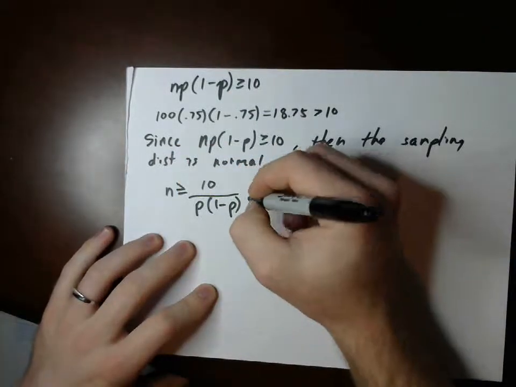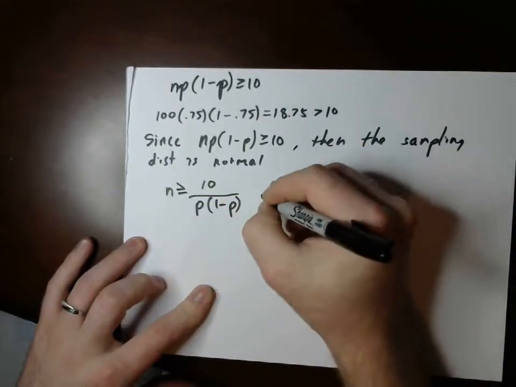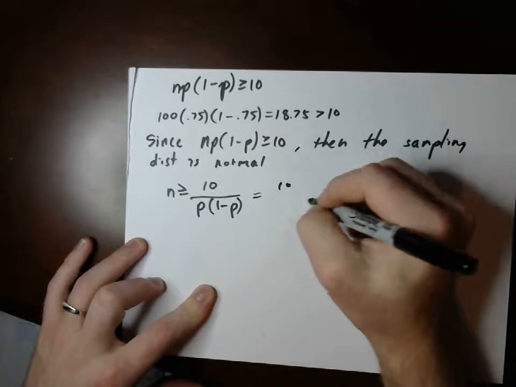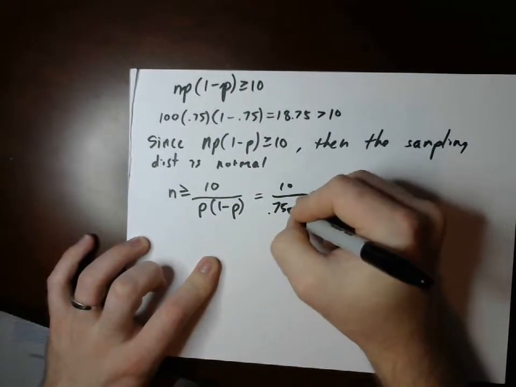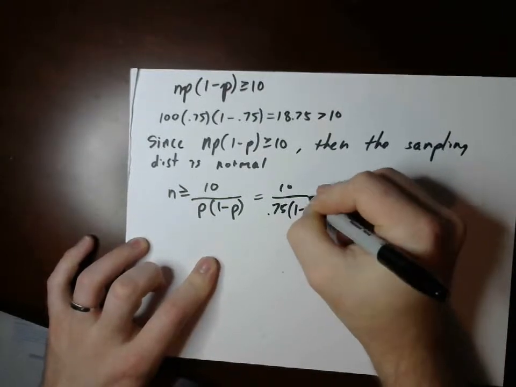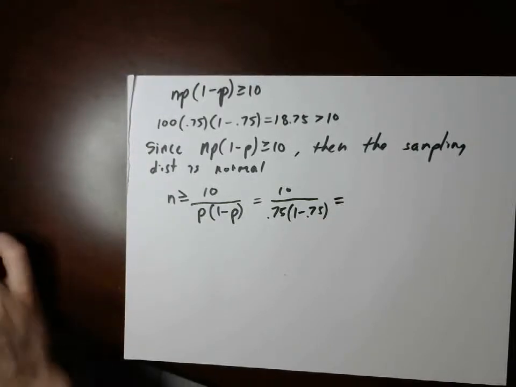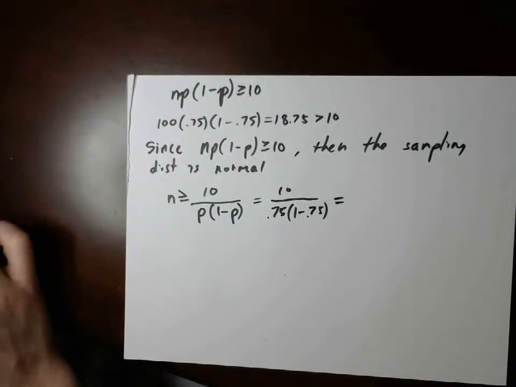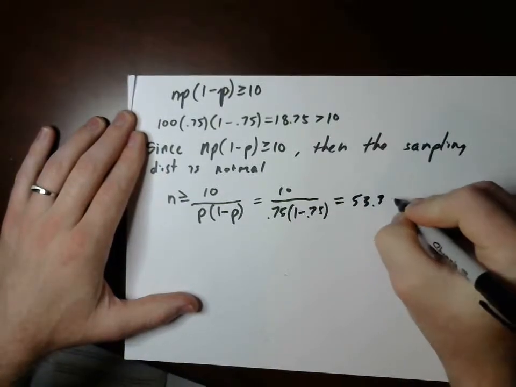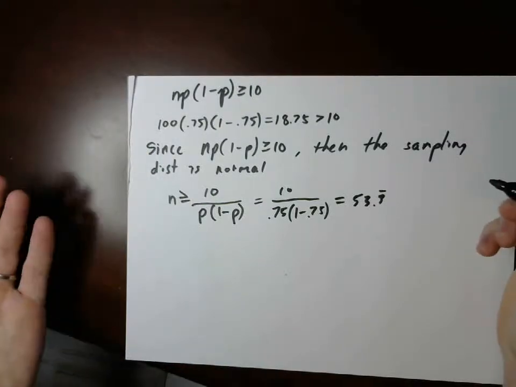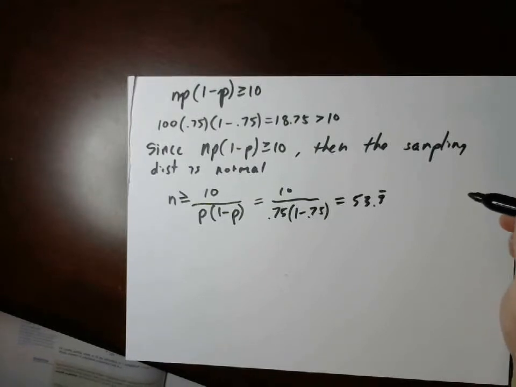Let's just go do it. So in our case, we have p equals 0.75. So we have n equals 10 over 0.75 times 1 minus 0.75. And so we have 10 divided by 0.75. So we actually needed a 53.3 repeating. So we needed a sample size of 54 in order to obtain a normal distribution.